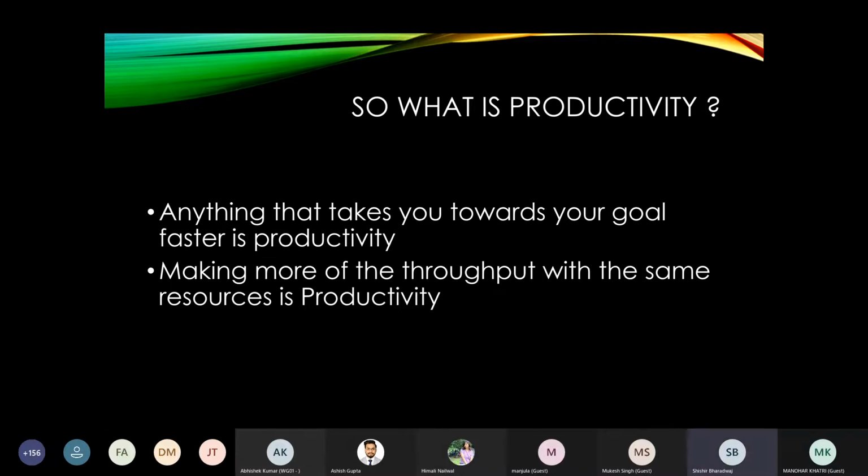So one needs to decide what the goal is. Second, making more of the throughput, which is nothing but a measurement of your goal, with the same resources is productivity.